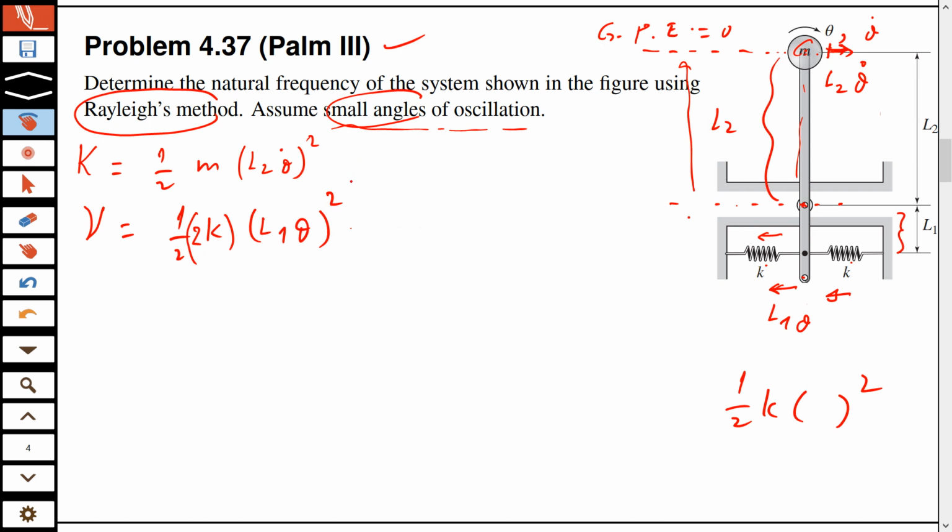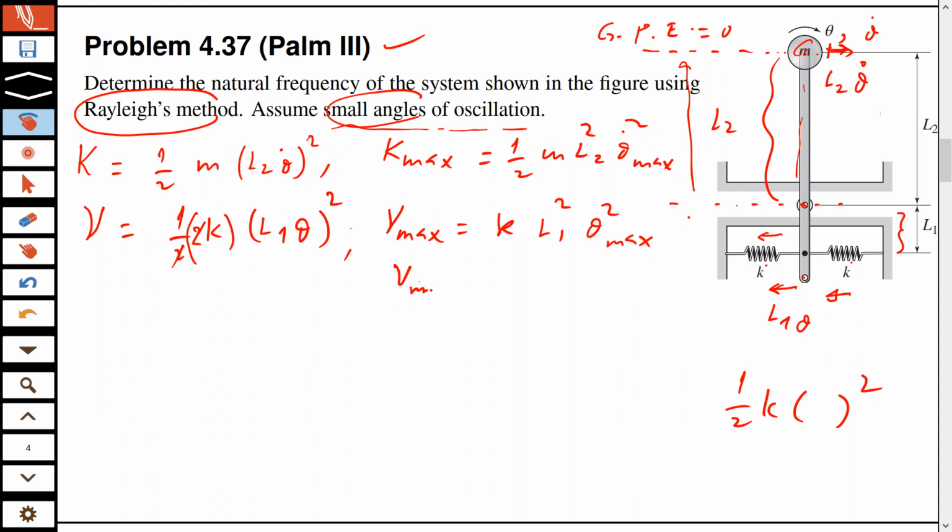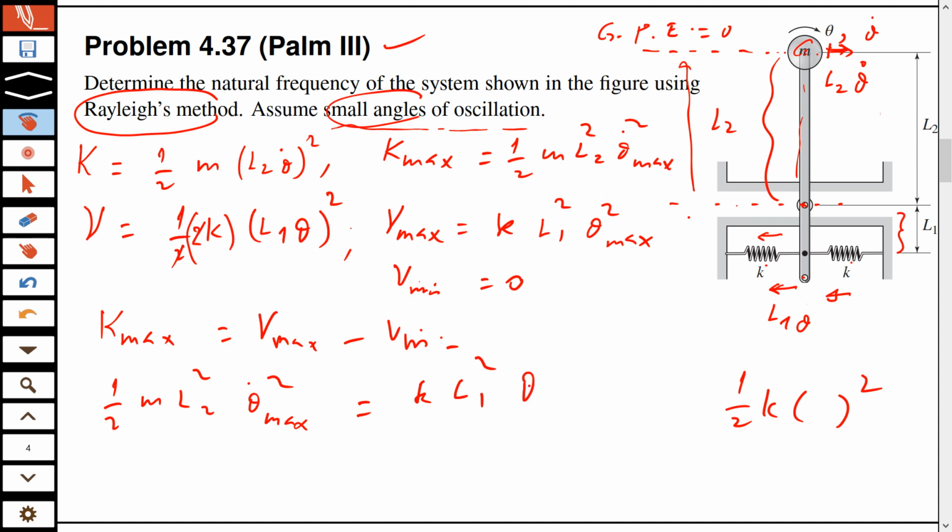So now I need to write the maximum and minimum values. What is Kmax? Kmax is half m L2 squared theta dot max squared, and Vmax is k, because the 2 cancels out, L1 squared theta max squared, and Vmin is 0, because when theta is 0, you get the minimum potential energy. Now you apply Rayleigh's method, Vmax minus Vmin, and that means half m L2 squared theta dot max squared equals k L1 squared theta max squared.